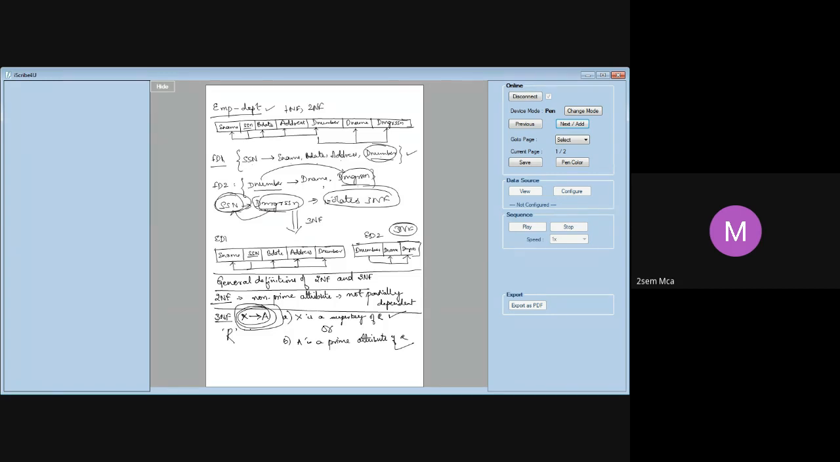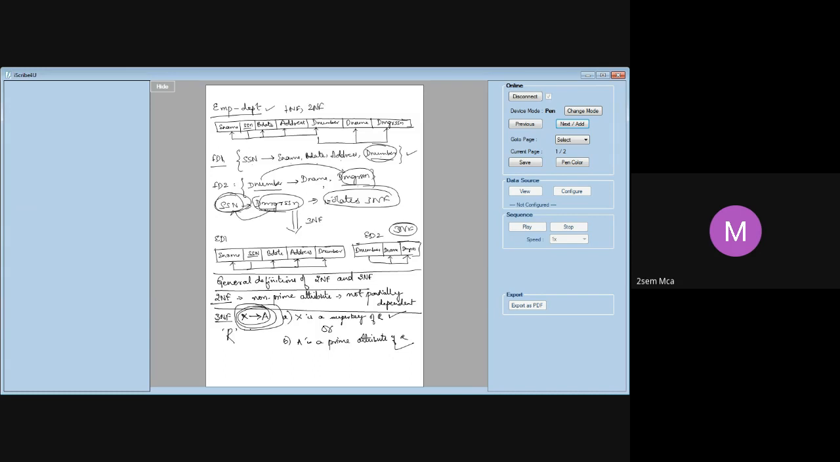Third normal form is slightly different; both definitions are slightly different. The first definition, what we said: none of the non-prime attributes should be transitively dependent on the prime attributes of R. That is one way of stating the third normal form, for which we saw an example.